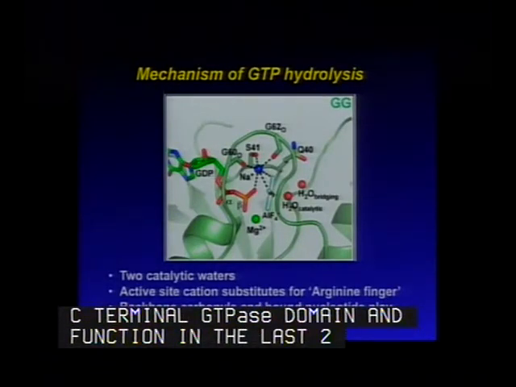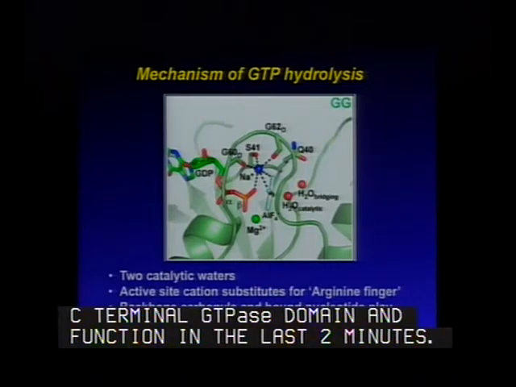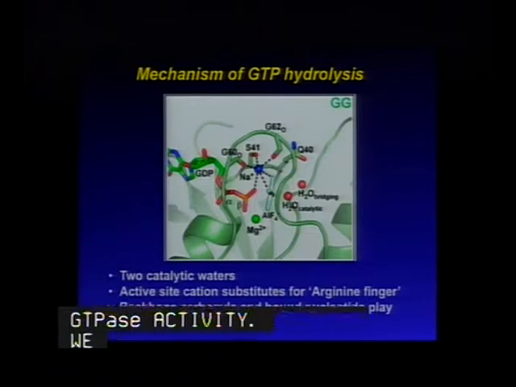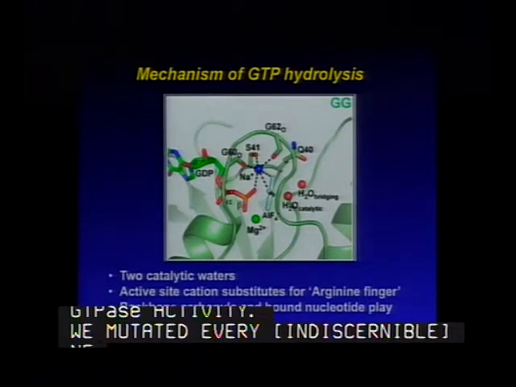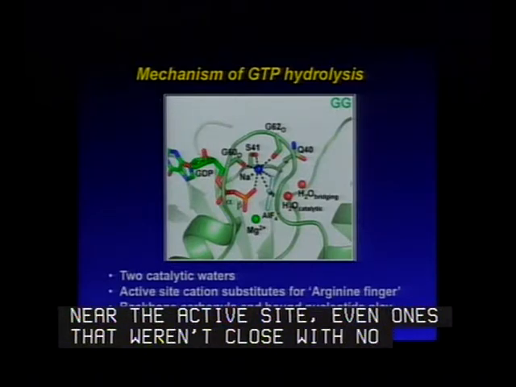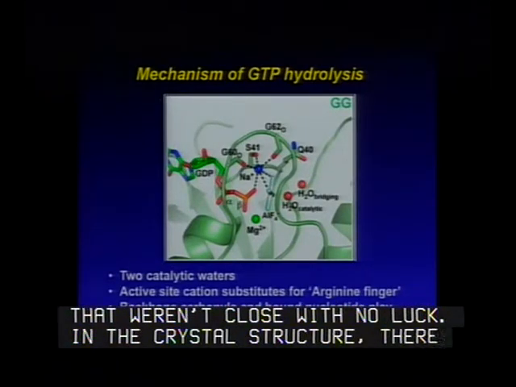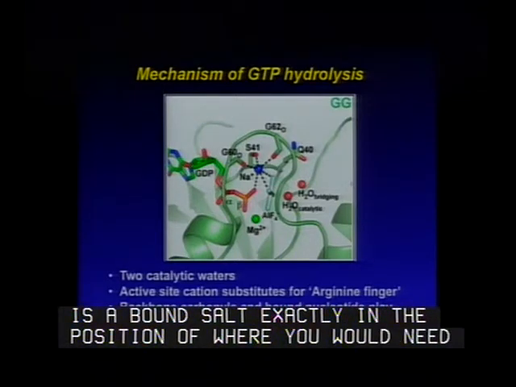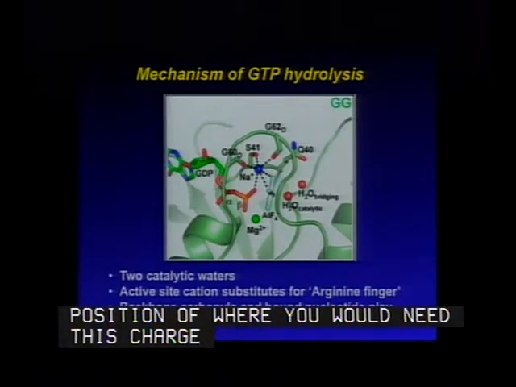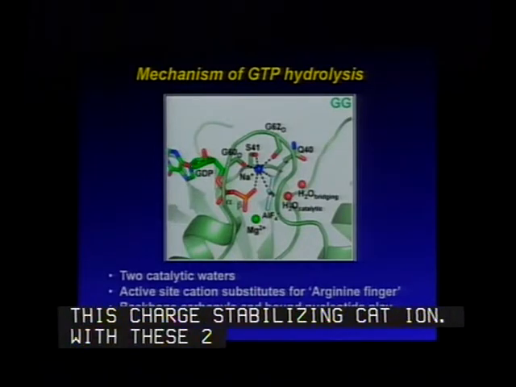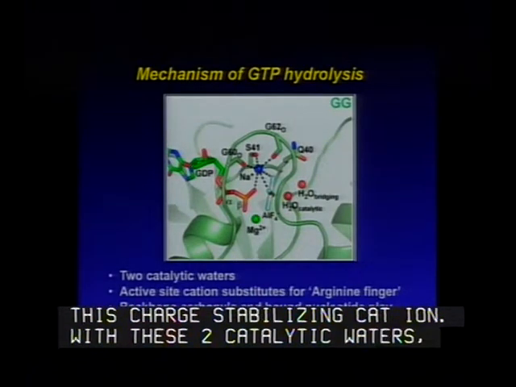So, basal GTPase activity, we were looking for that catalytic arginine. We mutated every arginine anywhere near the active site, and even a bunch of ones that weren't even close, with no luck. But it turns out in the crystal structure there's a bound salt exactly in the position where you would need this charge stabilizing cation, and in fact with these two catalytic waters, so this suggested that the sodium was acting to stabilize charge.